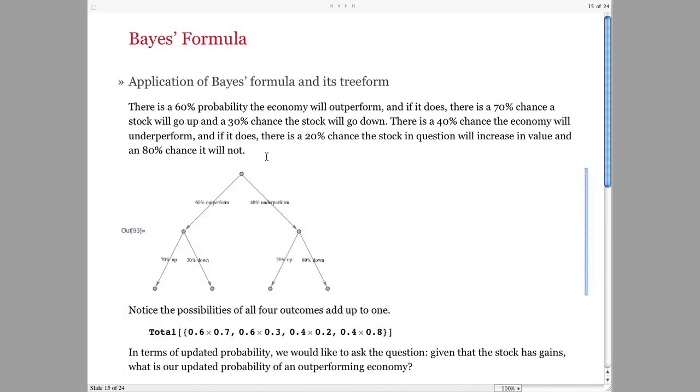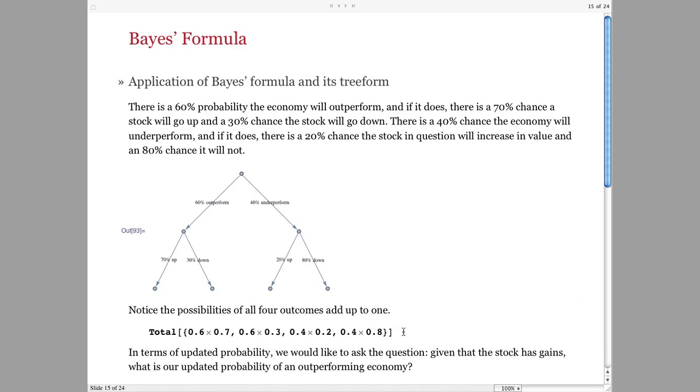What this tree shows is that there is a 60% probability that the economy will outperform. If it does, there is a 70% chance the stock will go up and 30% chance the stock will go down. There's a 40% chance the economy will underperform. If it does, there's a 20% chance that the stock in question will increase in value and 80% chance it will not.